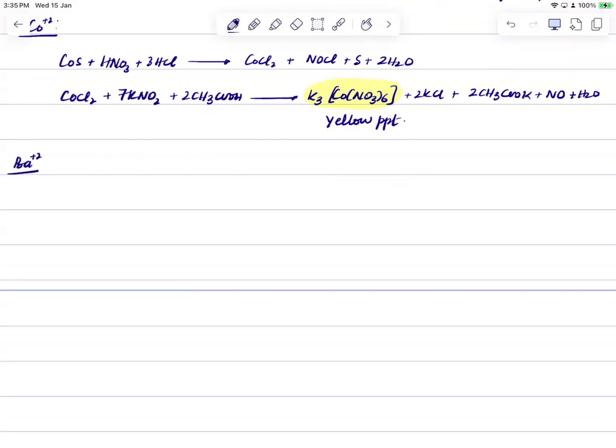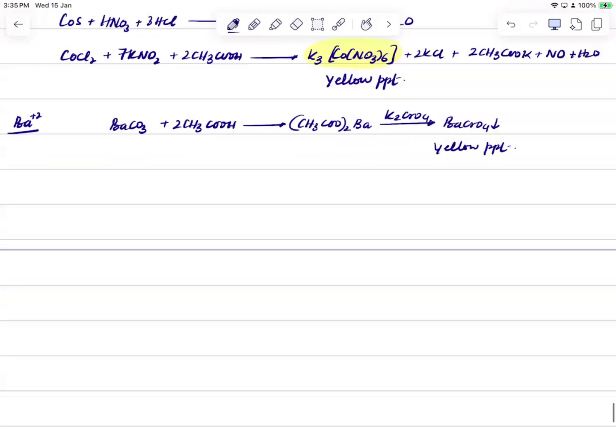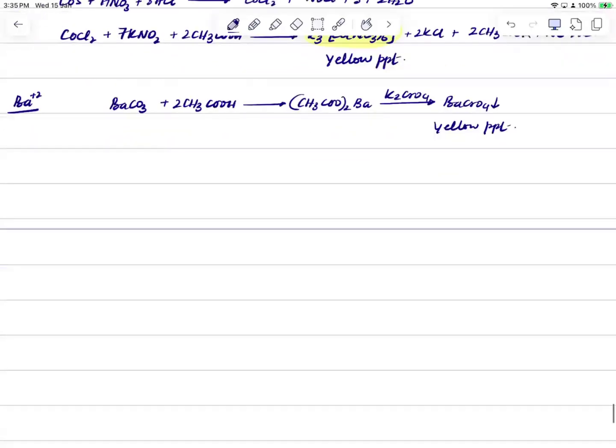Okay. Next, in case of barium 2+, first we get barium carbonate during the test, which will react with acetic acid to convert into soluble barium acetate. This is a soluble salt, correct? And this barium acetate, when you treat with K2CrO4, will convert into BaCrO4, which is a yellow PPT. This is a confirmation for barium. Clear? Now, barium salts usually glow with green color in the flame. That you know. That is a test we can do for this.